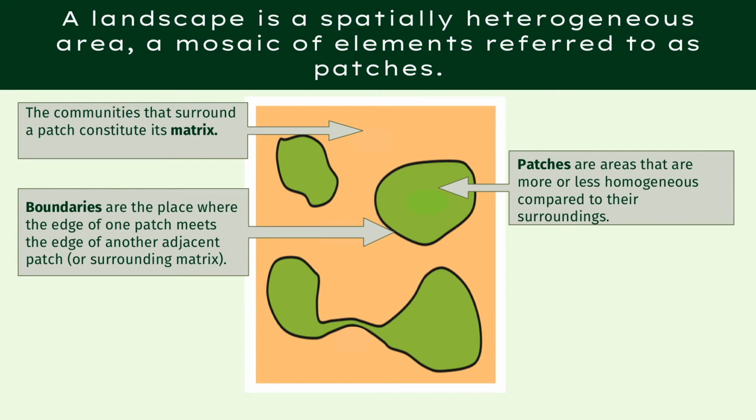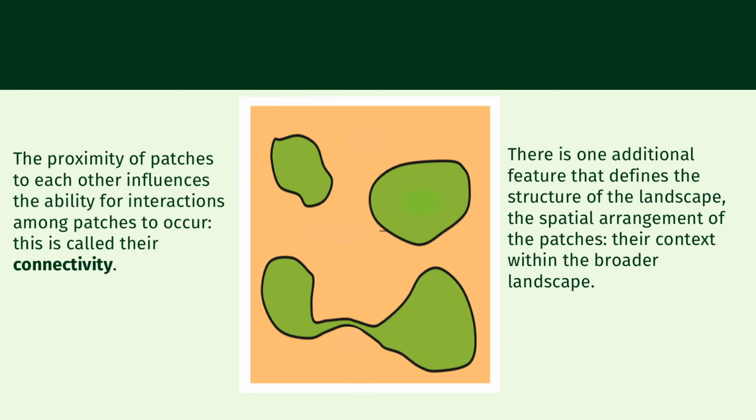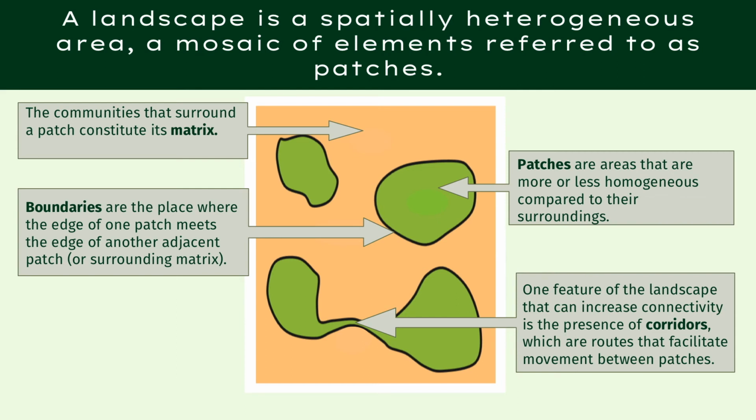There is one additional feature that defines the structure of the landscape, which is the spatial arrangement of the patches, their context within the broader landscape. The proximity of patches to each other influences the ability for interactions among patches to occur. This is called their connectivity. One feature of the landscape that can increase connectivity is the presence of corridors, which are routes that facilitate movement between patches. Landscapes are therefore comprised of 3 main elements: patches, boundaries, and corridors, and all are embedded in a matrix.